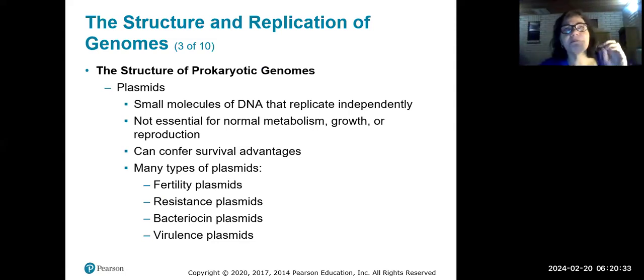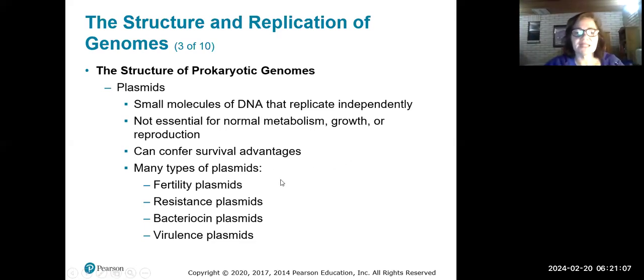And many of the genes that are on those plasmids, they're not actually necessary for the cell to do its cellular reactions and metabolism, for the cell to grow, for the cell even to make copies of itself. However, I don't know how to describe it other than like if you have a book and you have appendices in the back, like it's a little extra information like that. And they can help the bacteria to survive in their environment.